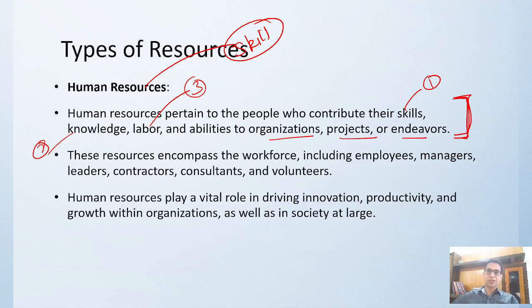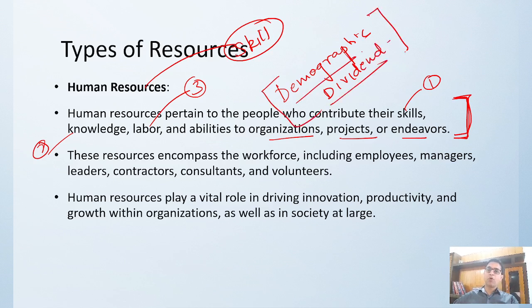We have human resources, we have a demographic dividend, but what is the quality of this demographic dividend? Whether the people are skilled, whether they are healthy, whether they are properly educated, that determines whether we will be able to reap the benefit of the demographic dividend or not. It can be anybody, contractors, leaders, whoever is of working age.